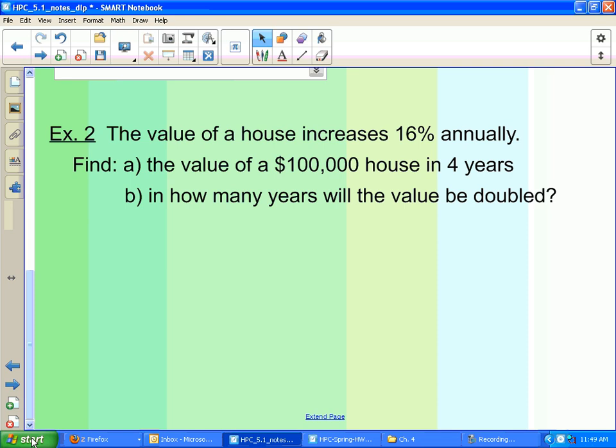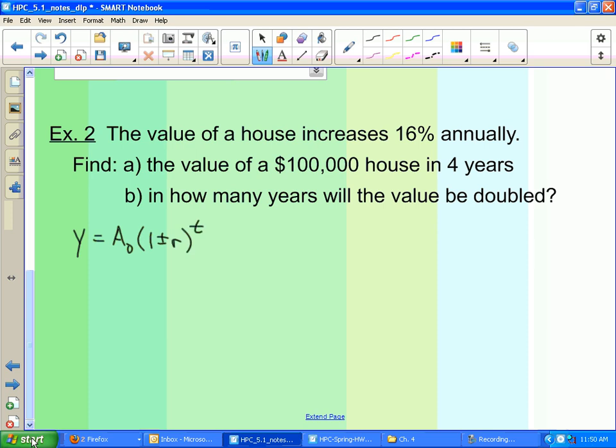Good idea. Always start out with the generic formula that we're going to be working with, which is our y equals a sub 0 times (1 plus r) to the t. And then we just have to find the right parts to fit. So there it is. There's our generic. And I want to fill in two things to be able to write the equation.